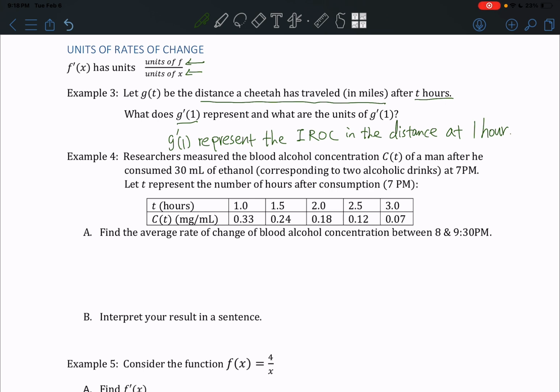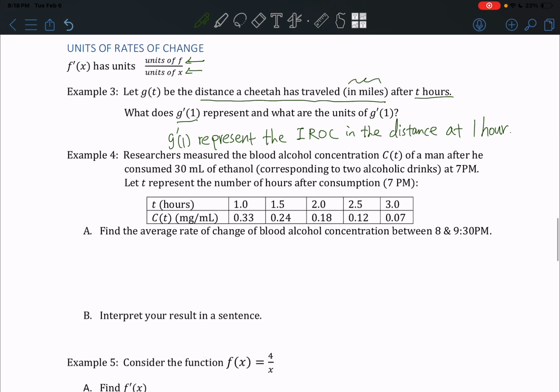So what does this mean? Well, the distance is measured in miles, right? So the unit of g prime of 1, I'll write it here. The unit of g prime of 1 is miles per hour. Okay, and that's really the answer to this question.